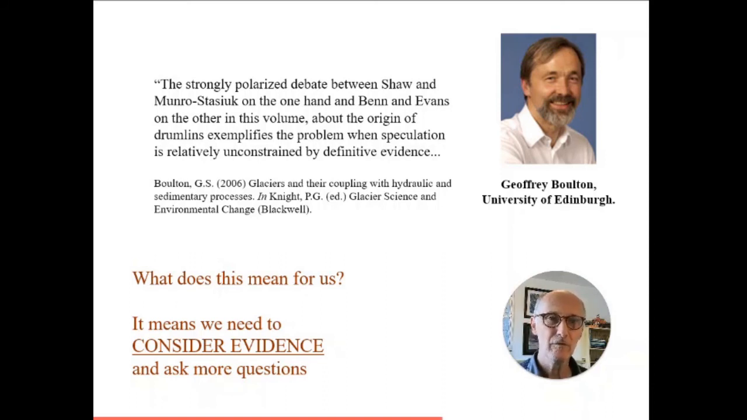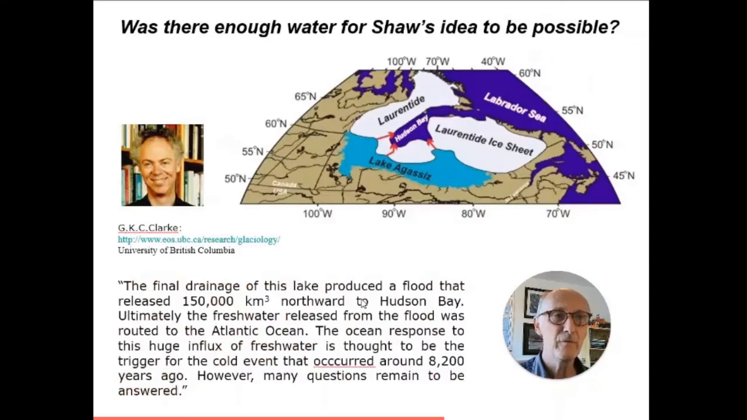Well, one thing you might have said there is, if they were caused by a massive flood, then we want some evidence of massive floods, and there needs to have been somewhere for the water to have come from, and there needs to have been enough water to do this job. So you might have asked the question, well, was there at some point in the past enough water underneath the glaciers that we're talking about for Shaw's idea to even be possible?